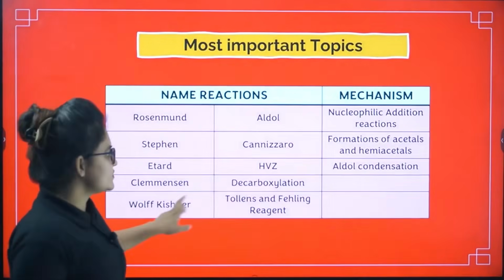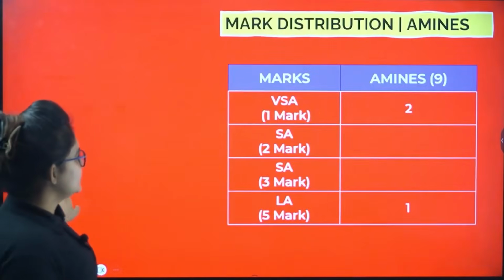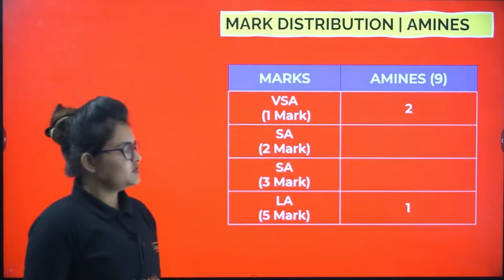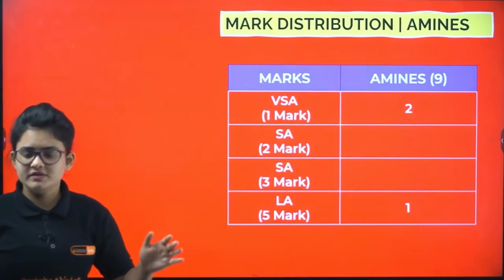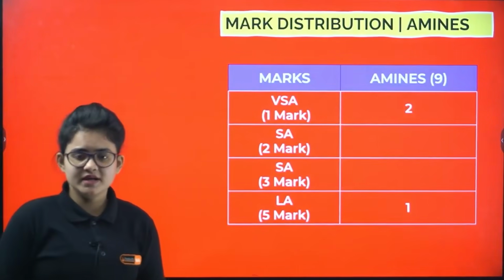Okay, so let's proceed with the amines part. So this is the marks distribution. You can see a very small answer type you will get 2 and a large answer type you will get 1.